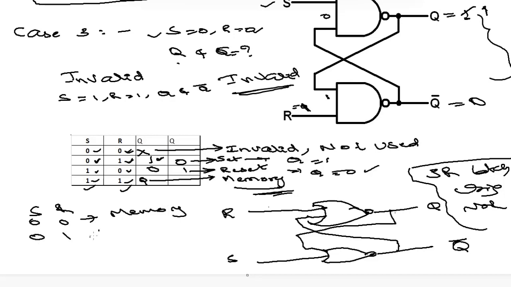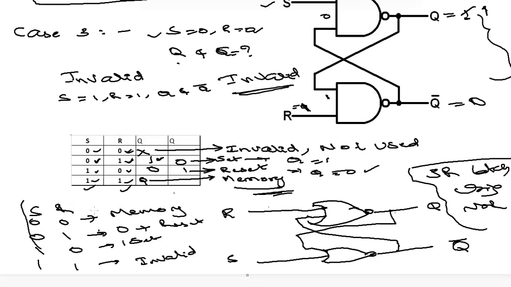When S is 0, R is 1, Q is 0, that means the reset condition. When S equal to 1, R equal to 0, you get the set condition. Set means Q equal to 1. When S equal to 1, R equal to 1, it is called the invalid condition or not used condition. So prove it yourself with NOR gates also.